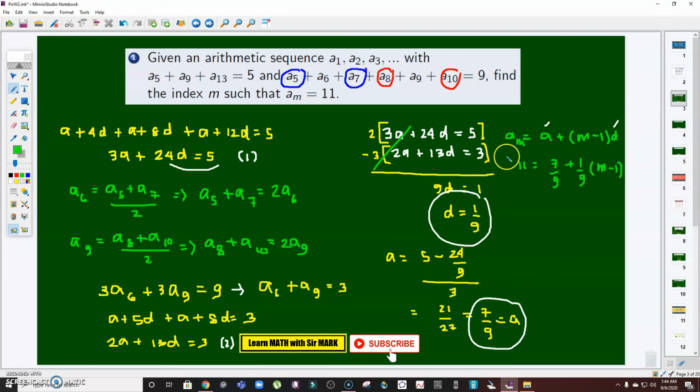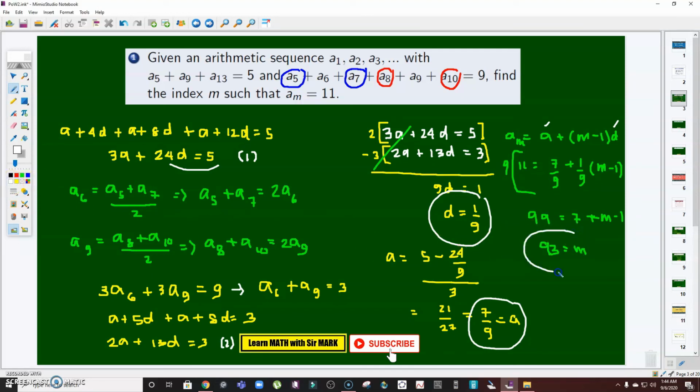There you go. So, I'll just multiply it by 9. Multiply by 9. So, that will be 99 equals 7 plus m minus 1. Therefore, 99 minus 7 is 92, plus 1. That will give us m with a value of 93.